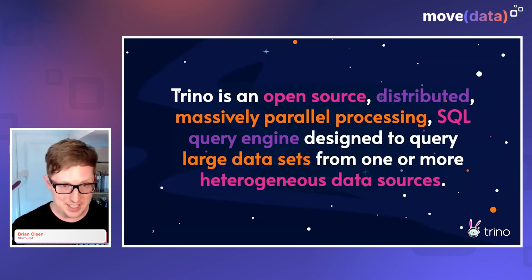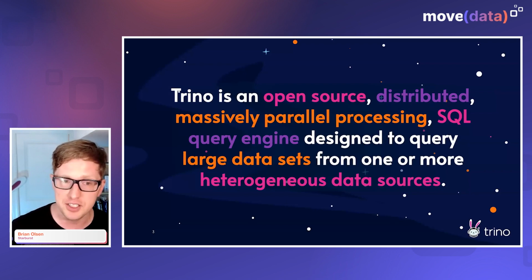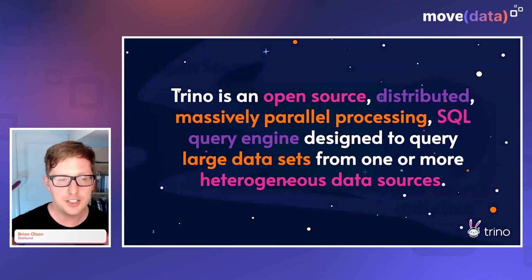So to start off, let's get to the definition. This is a mouthful, so get ready. Trino is an open source, distributed, massively parallel processing SQL query engine designed to query large data sets from one or more heterogeneous data sources. I've highlighted a lot of the key terms in this. It's a very accurate definition, but it needs a little more explanation to understand all of these little pieces. So let's start with open source.